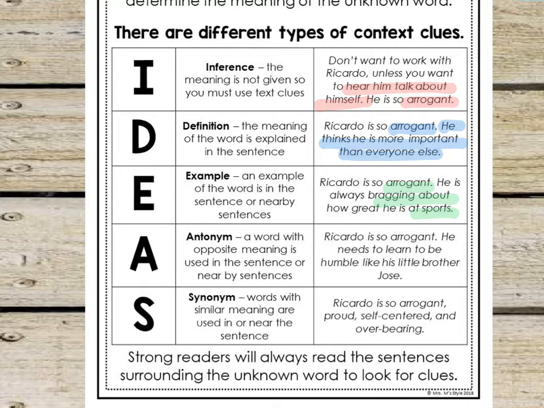Often authors will give us antonym clues as well. This is when a word with opposite meaning is used in the sentence or nearby the sentence. So check out this example. Ricardo is so arrogant. He needs to learn to be humble like his little brother Jose. So if we're trying to determine the meaning of the word arrogant, and the author gives us the opposite of that word, like the word humble, that would help me know more about the word I'm trying to figure out.